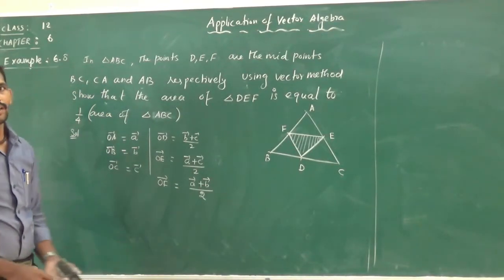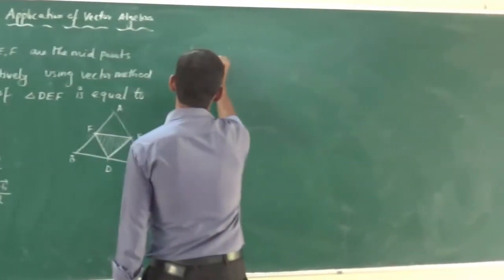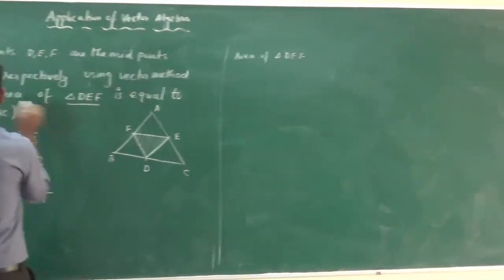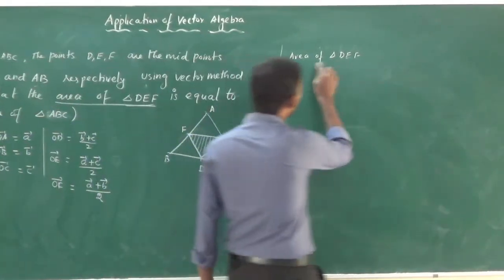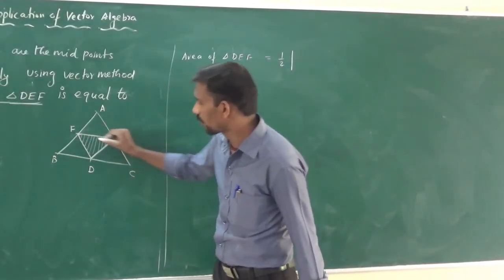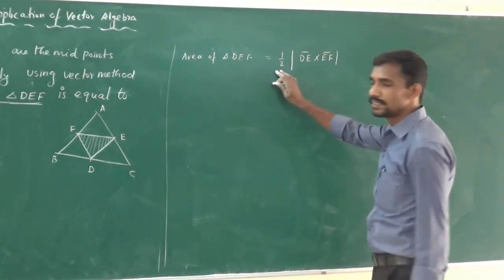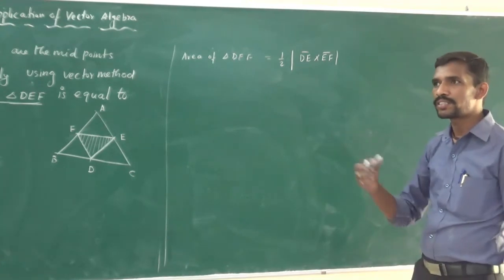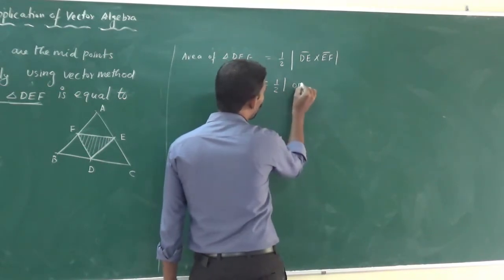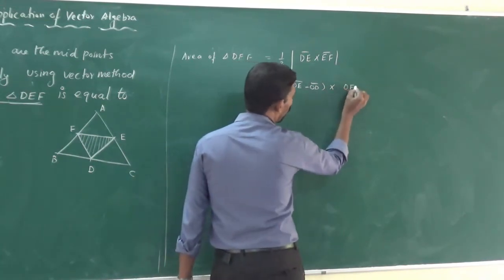Now, area of triangle DEF. First of all, area of triangle DEF is equal to half into take any two sides, DE and EF. So half of DE vector cross EF vector. This is nothing but the area of the triangle. We want to consider two sides. So DE we can write as OE minus OD, cross EF, we can write OF minus OE.